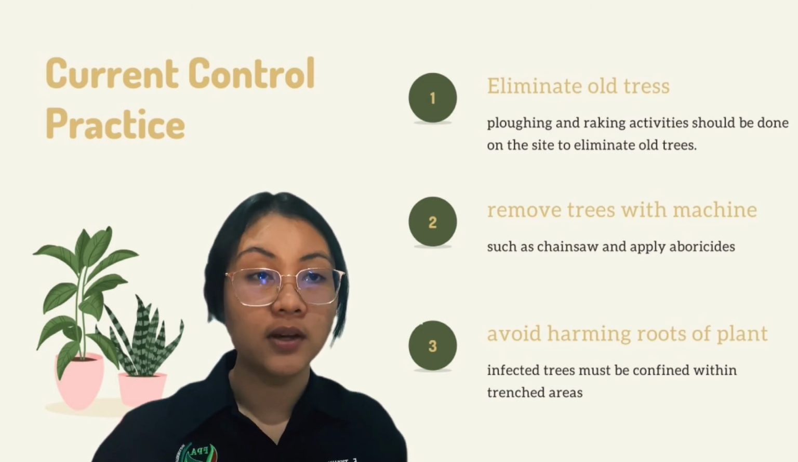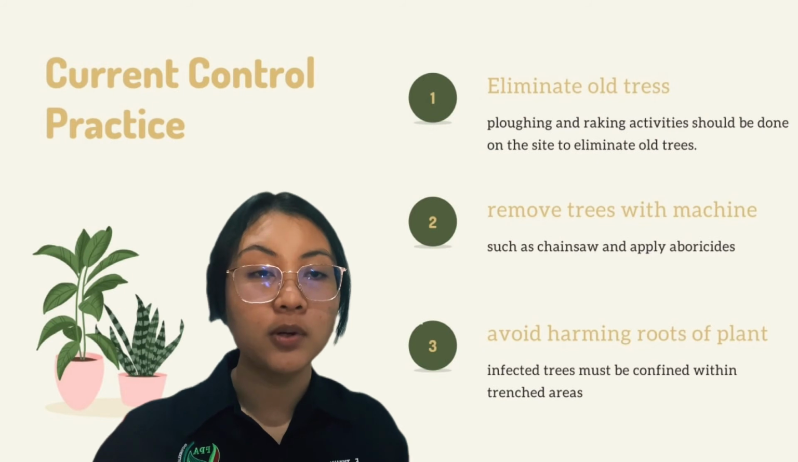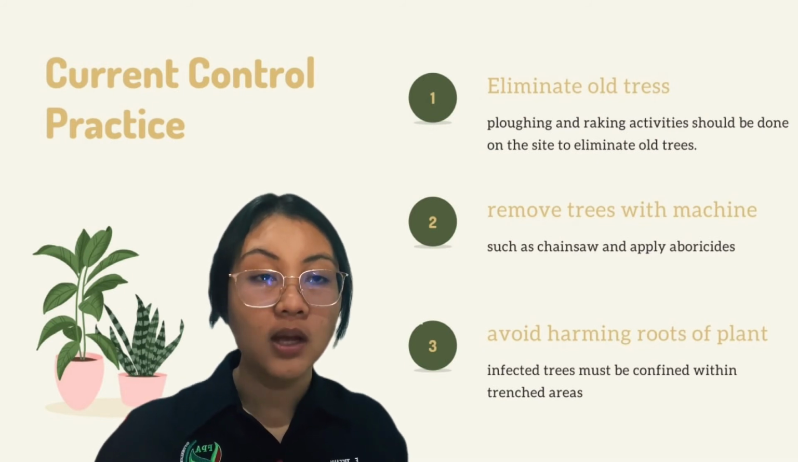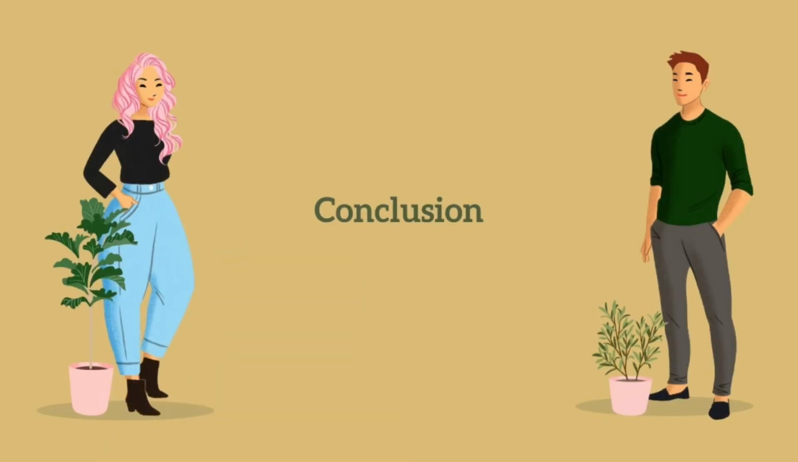To minimize infection by spores, workers should avoid harming the roots of the plants. Wherever possible, infected trees and their roots should be removed. Alternatively, sick trees should be confined within a trench area, especially in a mature rubber region, to prevent diseased and healthy tree roots from coming into touch.